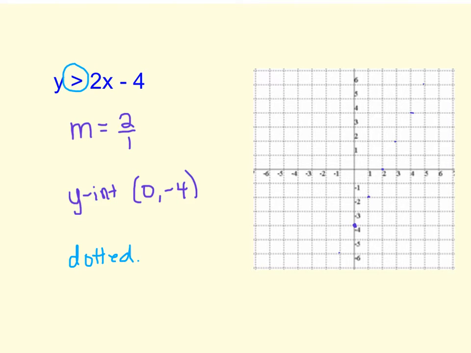And then where should we shade? Should we shade above or shade below? Well, every time it's greater than, you're going to shade above. So we're used to identifying the slope and y-intercept with our graphs, we want to go ahead and write these two down as well.